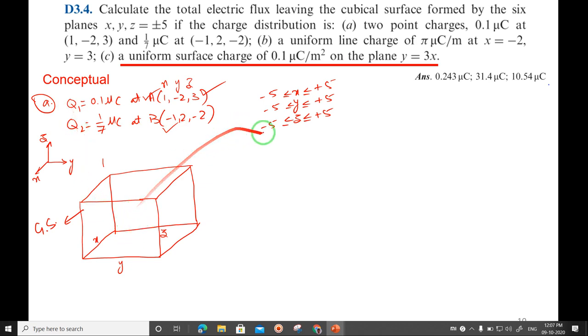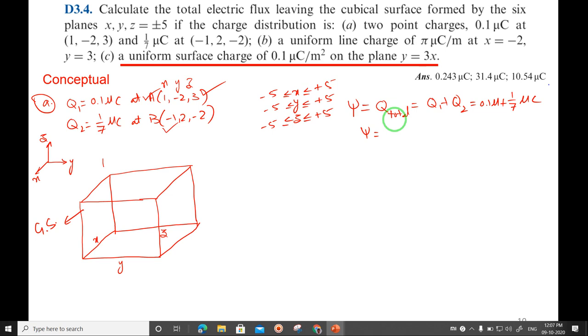Then by the concept we know for part A that the total amount of flux lines leaving this closed surface is equal to the total amount of charge enclosed, q total. So q total is nothing but the two charges, q1 plus q2. q1 is 0.1 micro plus q2 is 1 by 7 micro. Add them, and that will be the amount of flux lines psi leaving the closed surface.